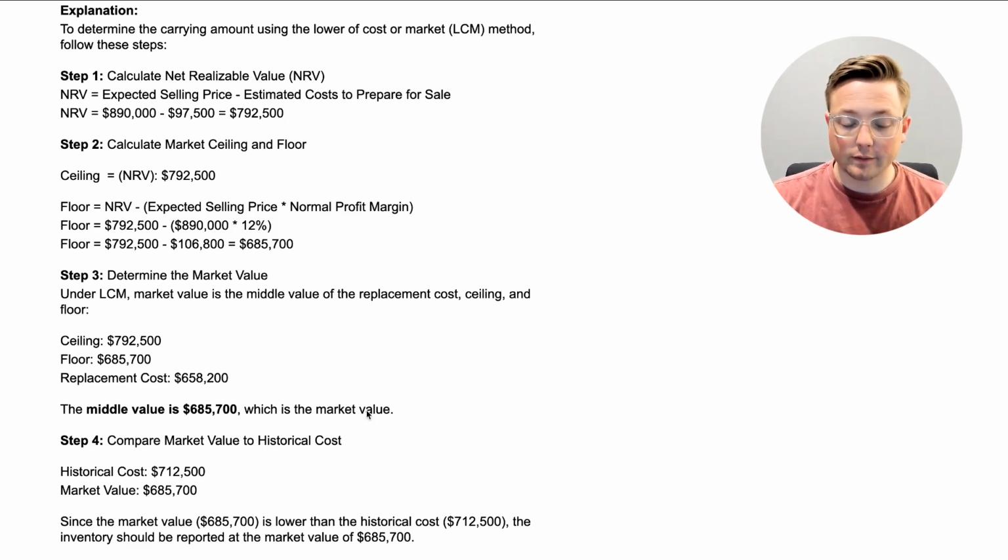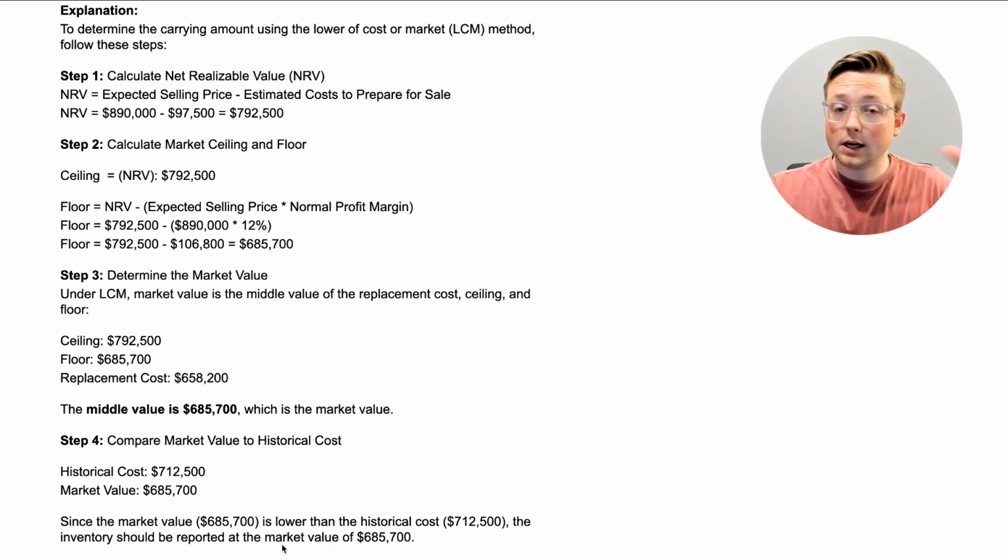So now that we know the market value, we can compare that to the historical cost of $712,500. And obviously between the two, the market value is the lesser of the 2. So the market value is what it's going to be recorded at as the carrying amount for the inventory. So the carrying amount is now, instead of $712,500, it is $685,700 because that is the market value, which was less than the historical cost.